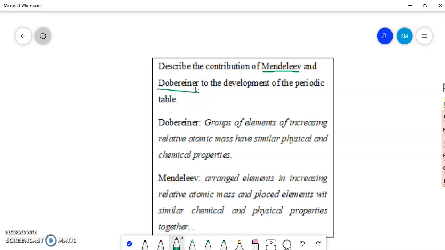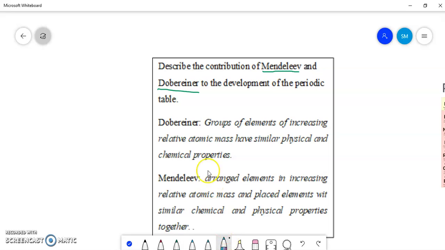In looking at the periodic table, if you don't know what it is, it is an important one-page document which summarizes elements, or categorizes elements, I should say, based on their physical and chemical properties, such that those with similar properties would be close by together. So let us look at the contribution of Mendeleev and Dobereiner to the development of the periodic table.